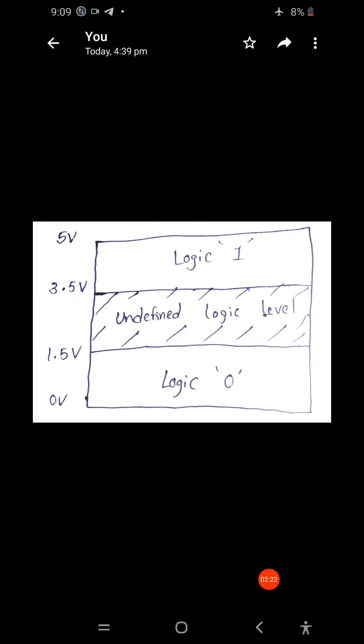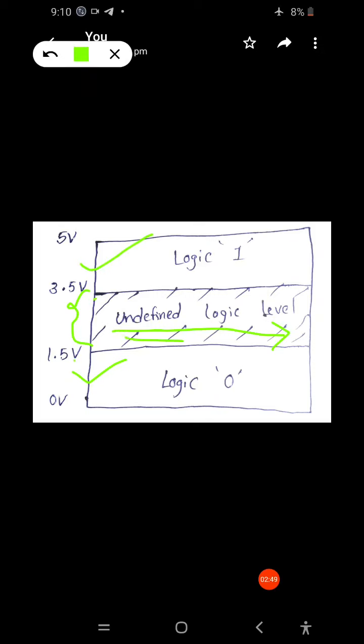Once again I am repeating, for logic 1 the voltage is 3.5 to 5 volts, and for logic 0 the voltage is 0 to 1.5 volts. Whatever the voltage between 1.5 to 3.5 volts, that is called the undefined logic level.